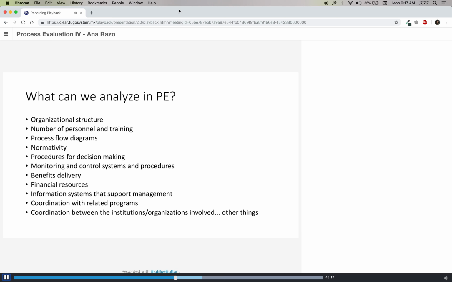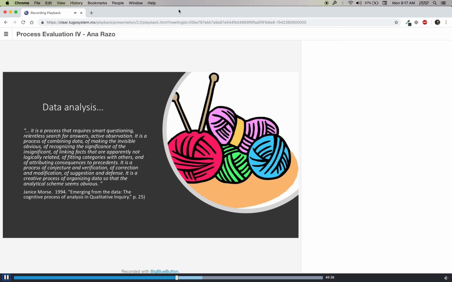We can also analyze coordination between programs or institutions. And this is related to the structure, which one is responsible, and many other things, but we need to analyze that we have enough information for each one of these scenarios. So what do we do with this?